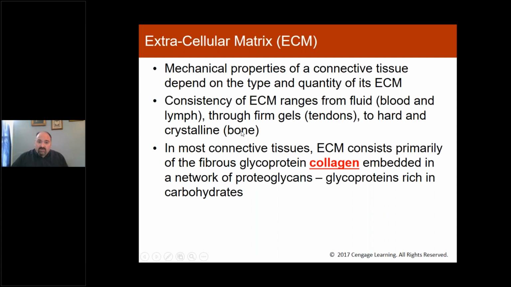Tendons and bone also contain extracellular matrix, right? An important protein is called collagen. Collagen is a very strong, tough, durable protein, and it really adds to the strength of bone, collagen fibers, as well as to tendon, ligaments, and cartilage.